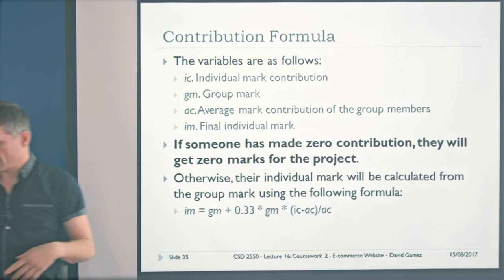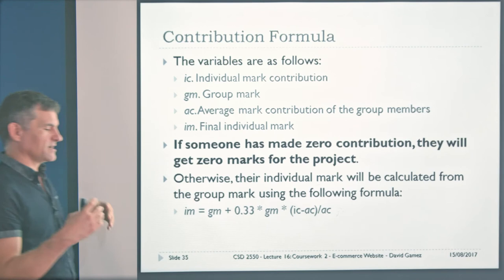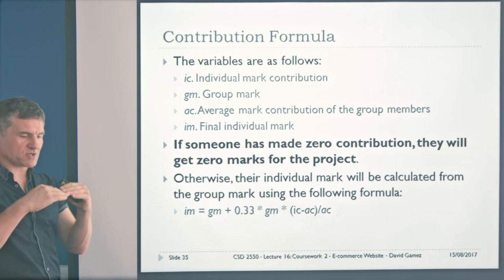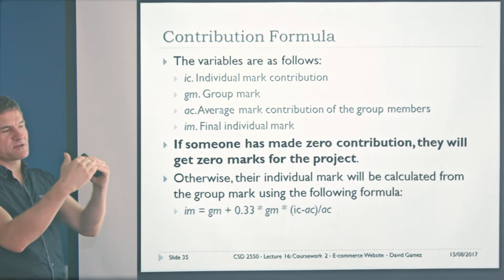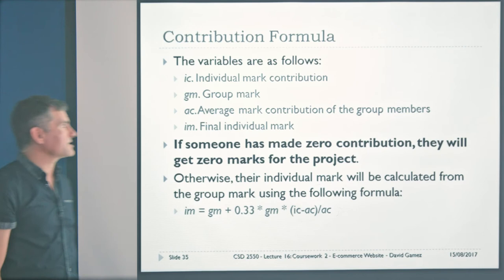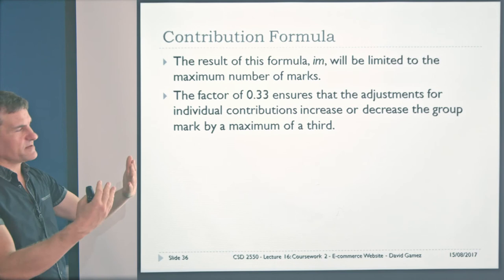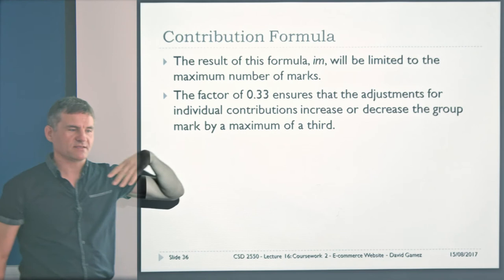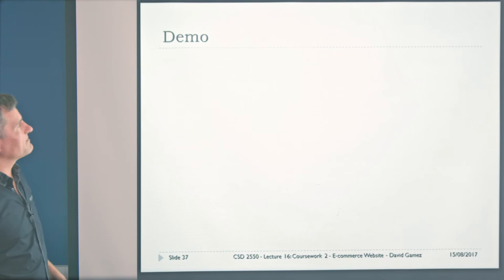I'm not going to go into massive detail, but you basically have a small bit of maths that takes the average mark that's been contributed to the project. People who contribute more than average have their mark boosted a bit, up to 33%. And people who contribute less than average have their mark cut by up to 33%. So it just goes into that formula there. You can't get boosted beyond the maximum marks that are available. And the factor of 33 means you can only get your mark boosted by up to 33% or cut by up to 33%. And most importantly, if someone's made zero contribution, then they will just get zero marks, okay?